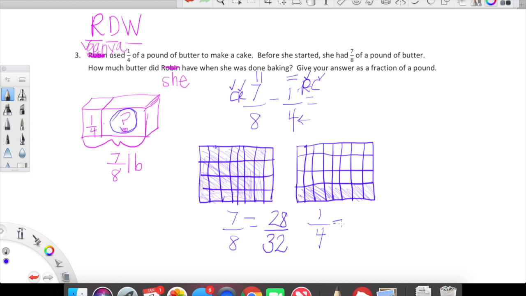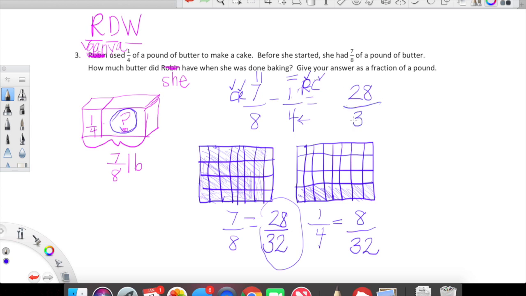Over here, 1/4 is now equal to 8 32nds. I know that the denominators are the same because here we have 8 columns by 4 rows, 32. Okay, so now we can rewrite our expression. 7/8 we have determined is equal to 28 32nds.